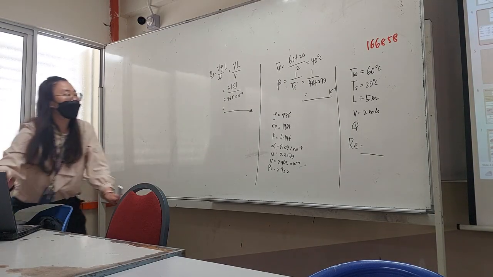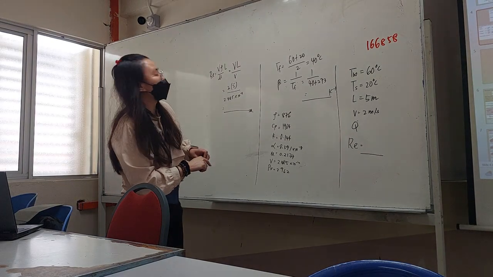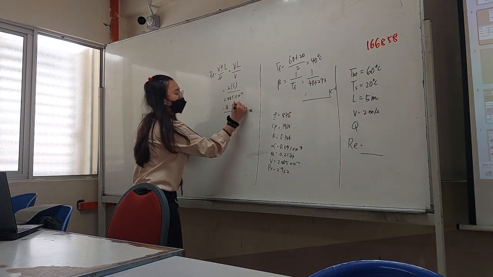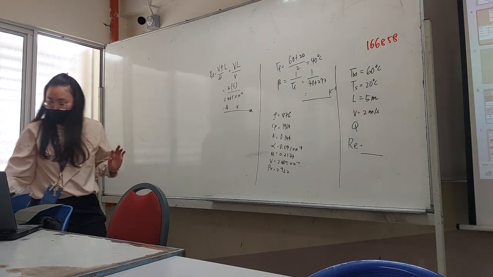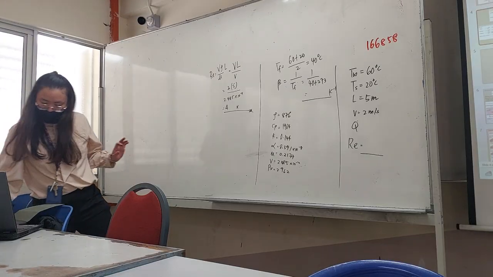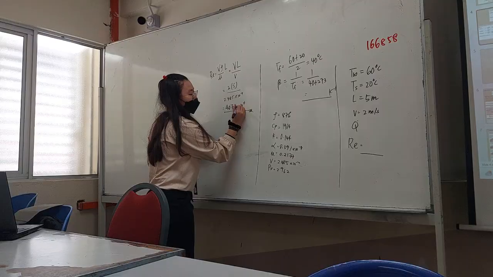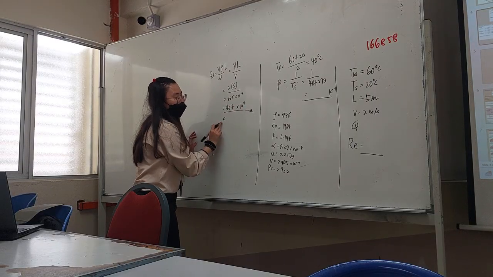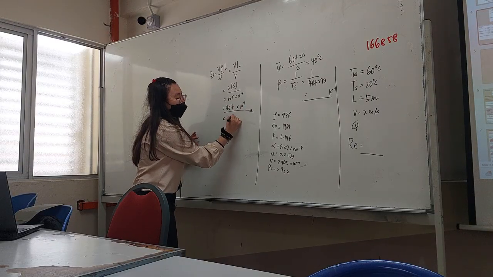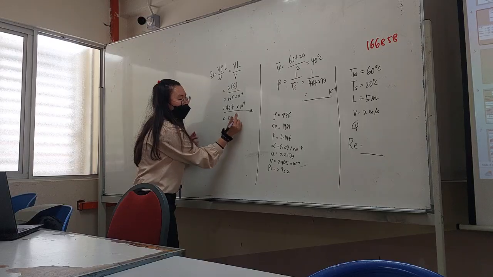Okay, so you find the Reynolds number. The value is 4 point something. You get 4.07 times 10 to the power 4. The value here is lesser than 5 times 10 to the power 5.